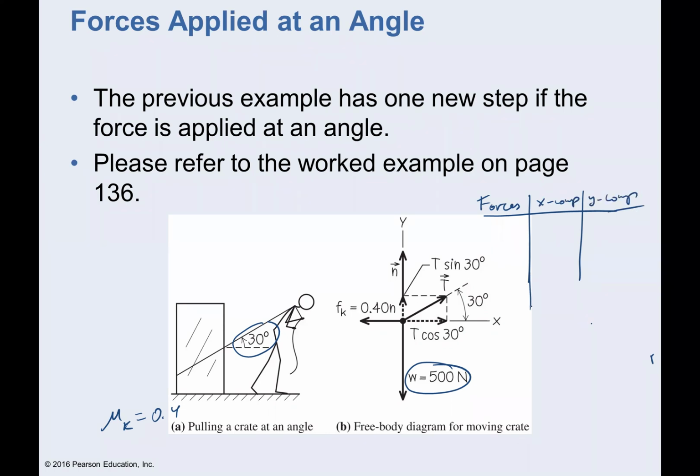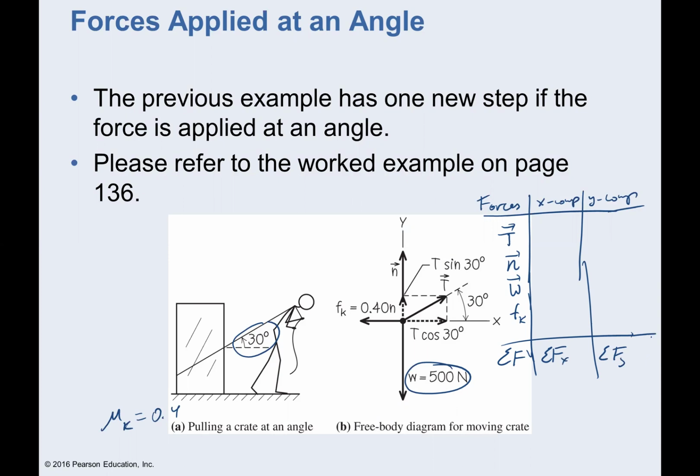Well, the difference is this. So now I have a tension, I have normal force, I have weight, and I have friction, right? It's kinetic friction because it's moving. So net force. This is my net force in the x direction. This is my net force in the y direction.